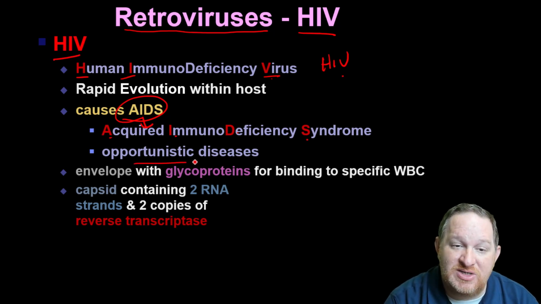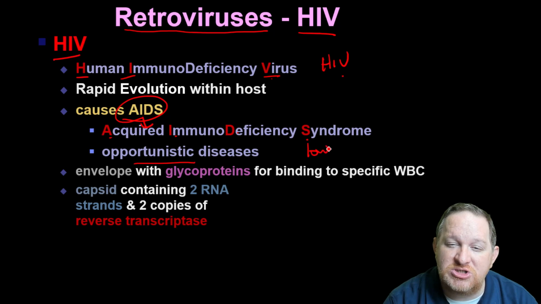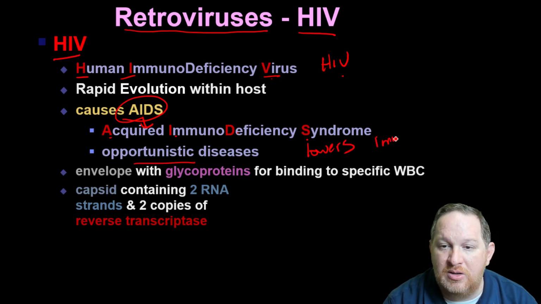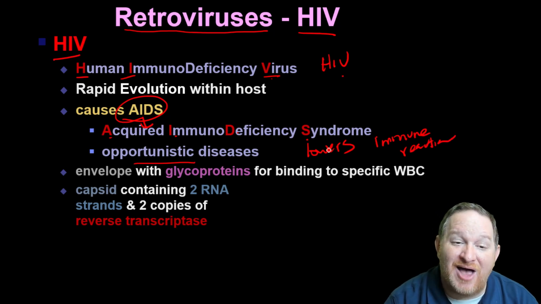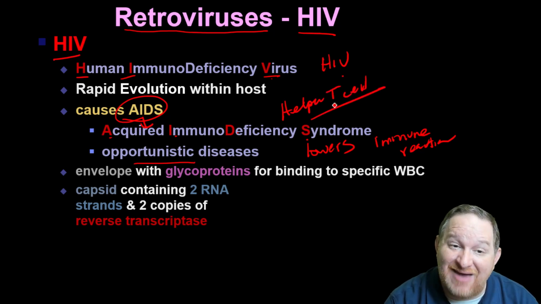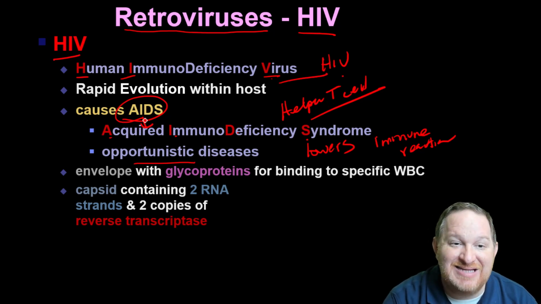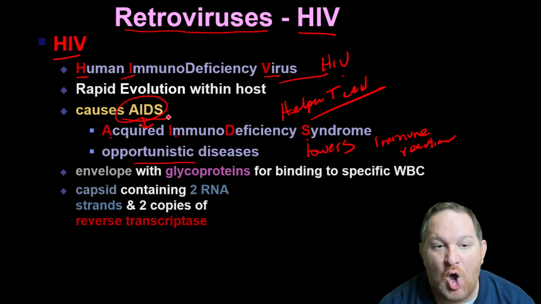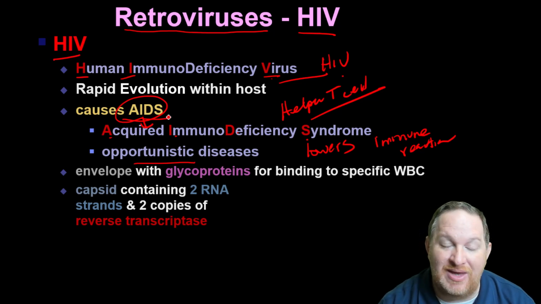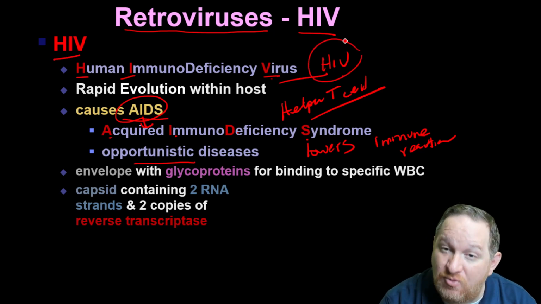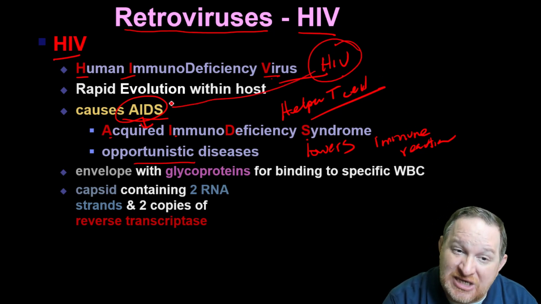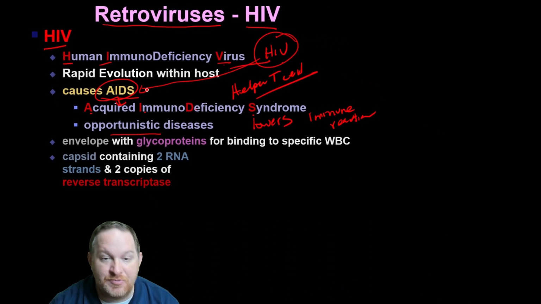This is an opportunistic disease which really lowers your body's immune reactions, because HIV attacks helper T cells, so your body can't fight off other infections. HIV is the virus, AIDS is the syndrome. So one would never say, oh, they caught AIDS. No, they didn't catch AIDS. They caught a virus which causes the syndrome AIDS, okay?